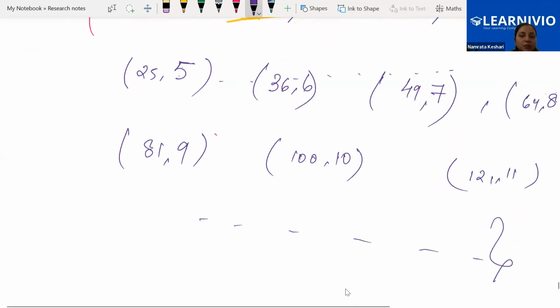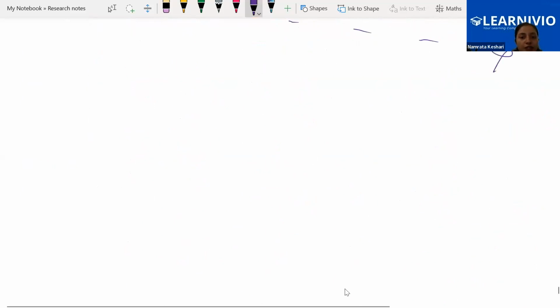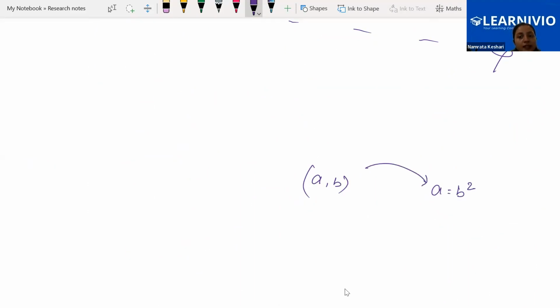here you will not be able to understand. If AB is there, that means A is equal to B square. It must fulfill this criteria. And BC is also there. That means the first element is equal to the square of the second. That's what the relation says. Whatever ordered pair is there, whether A, B, B, C, X, Y, Y, Z, the first element is equal to the square of the second one. That's what the relation says, right?